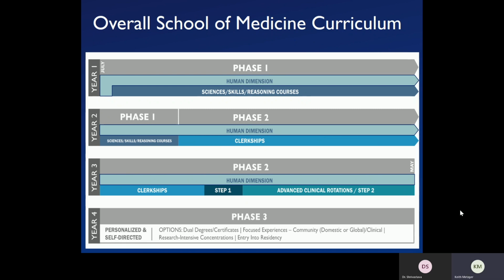And let me see if I can move this. And then in phase three, this is our individualized phase. Students have the option of doing a number of different things. Some students will actually, after 3 years, go directly into residency in the HMH system, and we've set up all the infrastructure for that. Other students will do dual degree certificates, focused community, global health, clinical research experiences, and like I said, some will enter into residency. That's really for those students who have excelled academically and are ready to take that step.